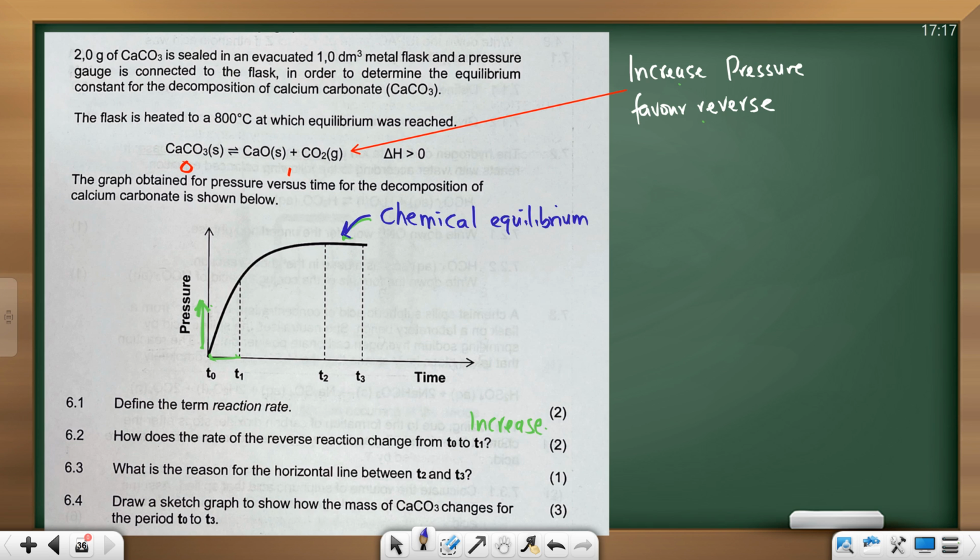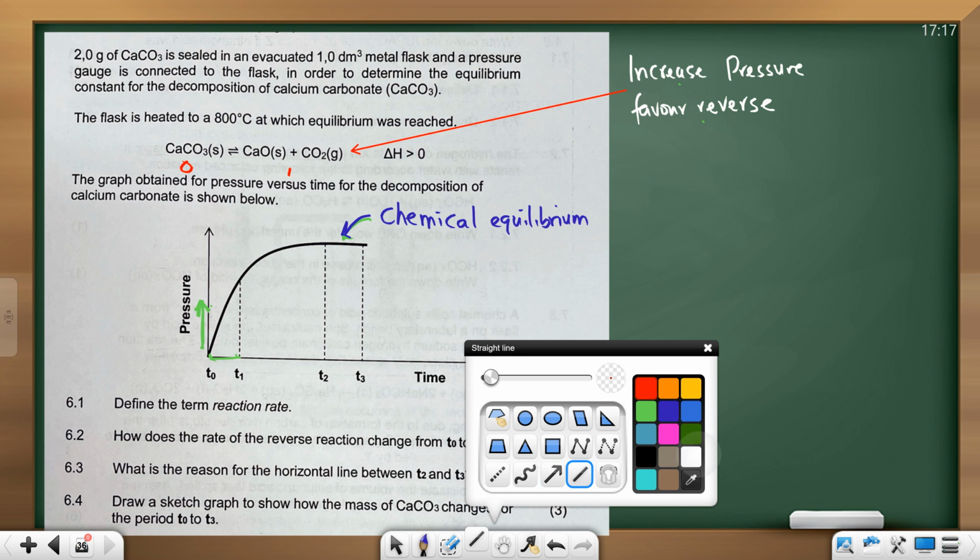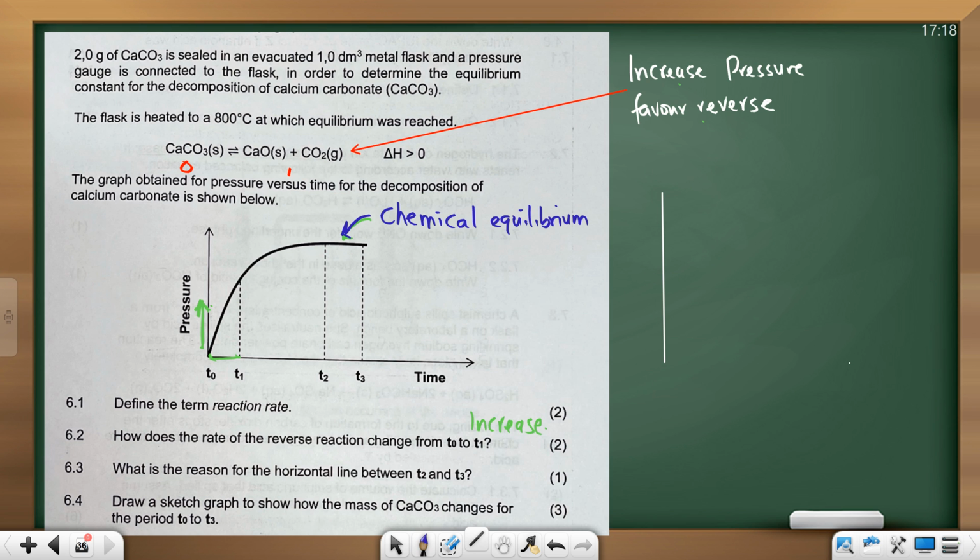All right. Can you please quickly answer 6.4 for me? Draw a sketch graph to show how the mass of calcium carbonate changes for the period between T0 to T3. What are we doing? If we are increasing pressure, can you see the pressure keeps increasing, right? What happens? We are favoring the reverse, which means we are forming more of that. If we favor something, we form more of it, right?